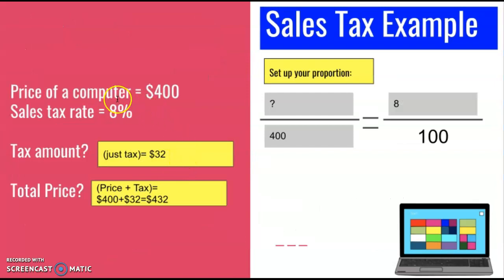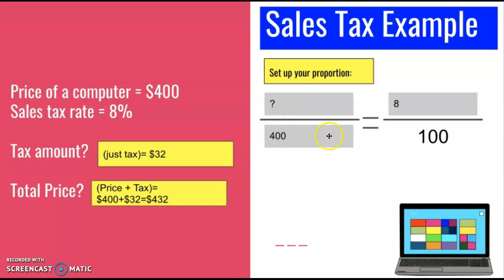So let's try an example of this. The price of a computer is $400. The sales tax rate is 8%. So our hidden question here is, what is 8% of 400? What is 8% of 400?